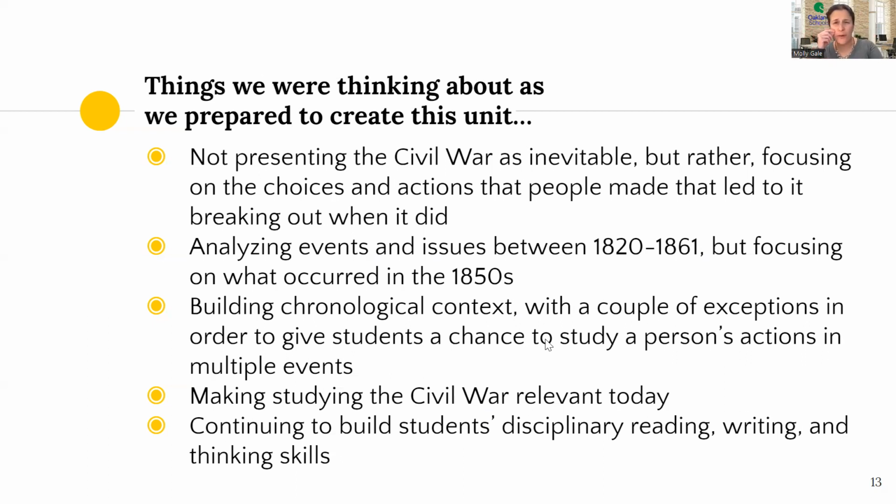Another thing we wanted to make sure we did in this unit was make studying the Civil War relevant. Why are we studying the Civil War today? Why does it still matter?